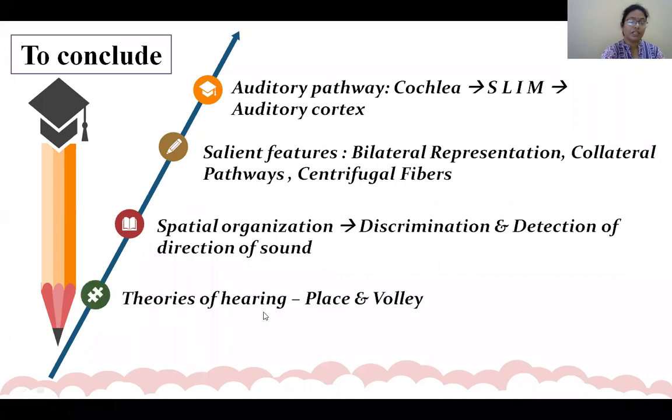We have also seen the theories of hearing, that is the place theory and the Volley theory. Place theory was described by Georg von Békésy. According to the place theory, different sections of the basilar membrane respond to different frequencies of sound. Whereas the Volley theory plays a role in determining the differentiation of frequencies less than 20 Hz. Here, the cochlear nucleus plays an important role in differentiating the different frequencies.